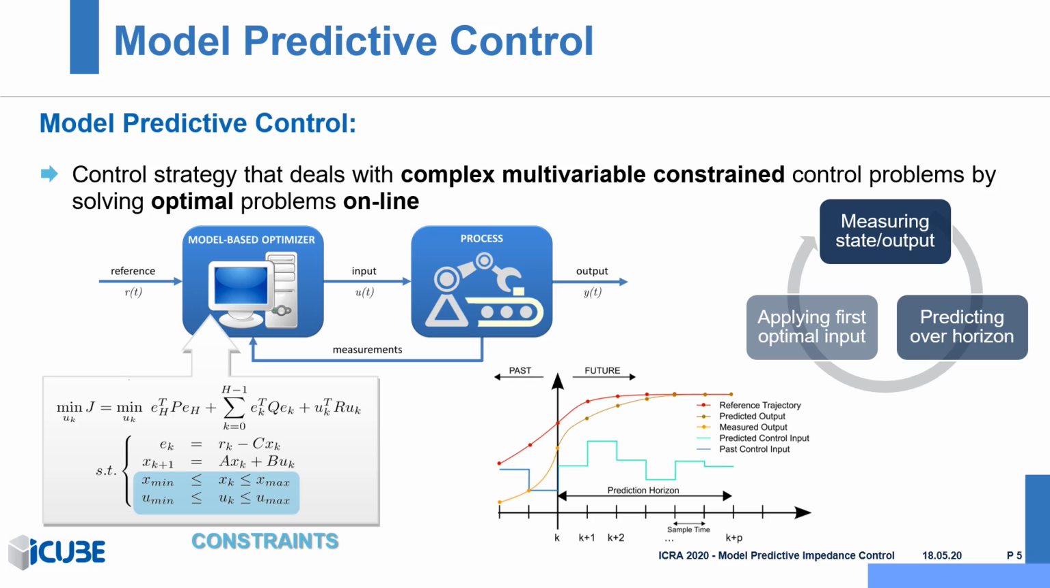The model predictive controller then measures at each step the system's current states and outputs and uses the model to predict future evolutions of the system. This allows to compute the next optimal input such that the system respects the given constraints.